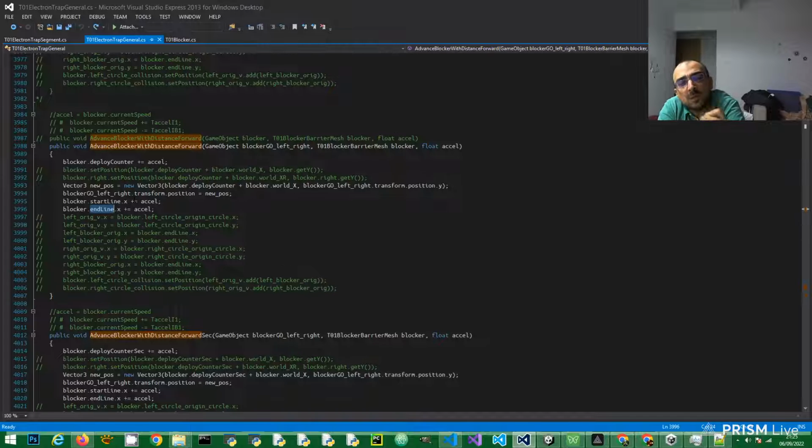And initially, before we shoot them, they will have to move position based on this acceleration, and they will have the same movement as the blockers. Good. So this is what this function does.